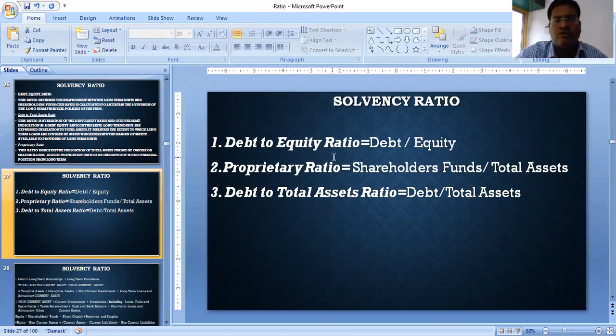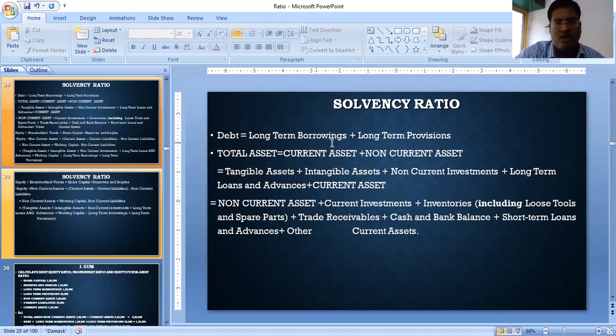Debt to equity ratio is debt by equity. Debt means long-term debt, remember. Proprietary ratio is shareholders fund, that is equity only, by total asset. Proprietors fund, shareholders fund, and equity have the same meaning. Debt to total asset is debt by total asset. Let's see the meaning of debt first. It's long-term borrowings plus long-term provisions.